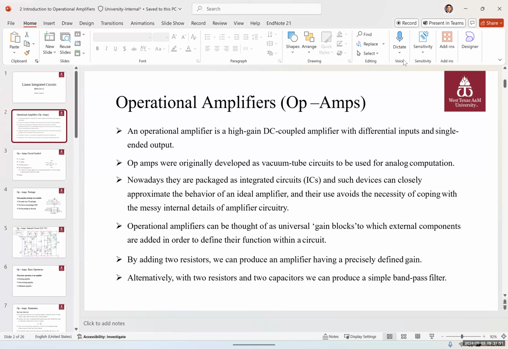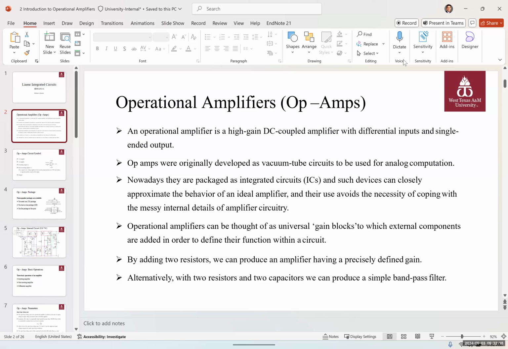So what is an operational amplifier? Operational amplifiers were initially made using vacuum tubes. They were pretty large. They were not made in the form of integrated circuits. They just put a bunch of vacuum tubes and later on transistors together to build an operational amplifier.